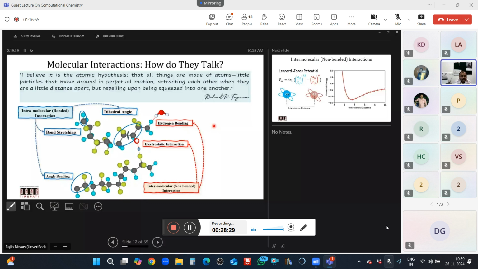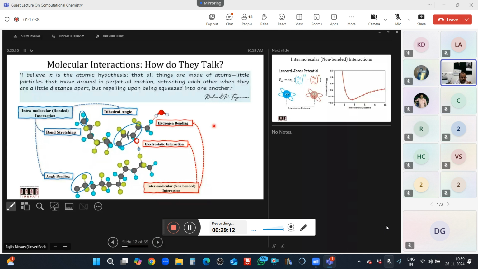So here I just quoted Richard Feynman. In the famous Feynman lecture series he mentioned the atomic hypothesis: that all things are made of atoms, little particles that move around in perpetual motion, attracting each other when they are a little distance apart, but repelling upon being squeezed into one another. That means when molecules are far away, they can feel attraction, but when you bring them very near, they will feel repulsion.